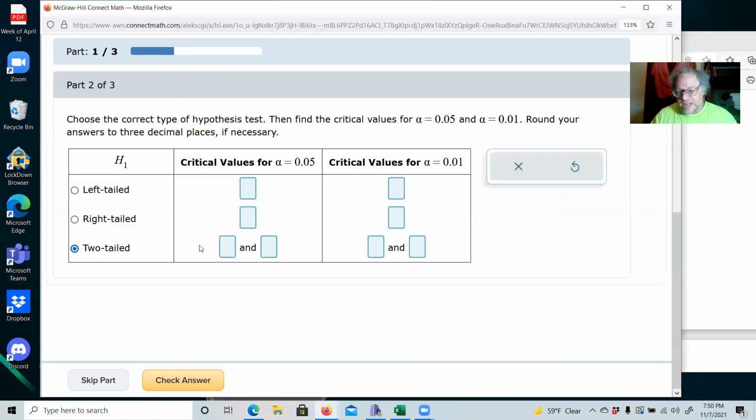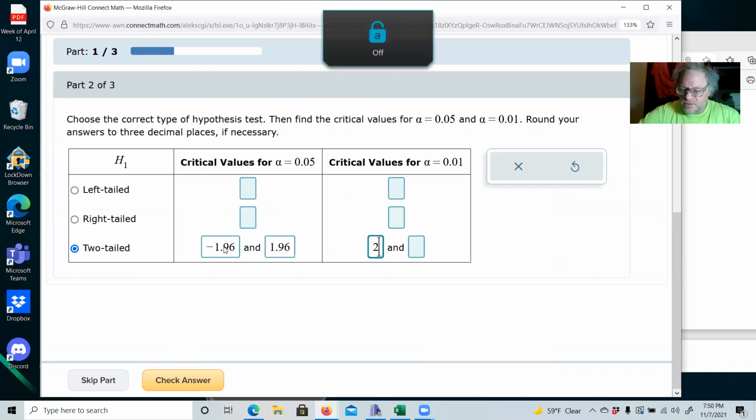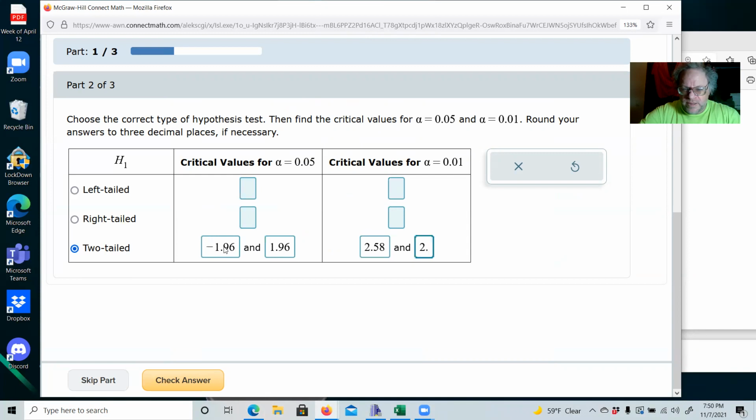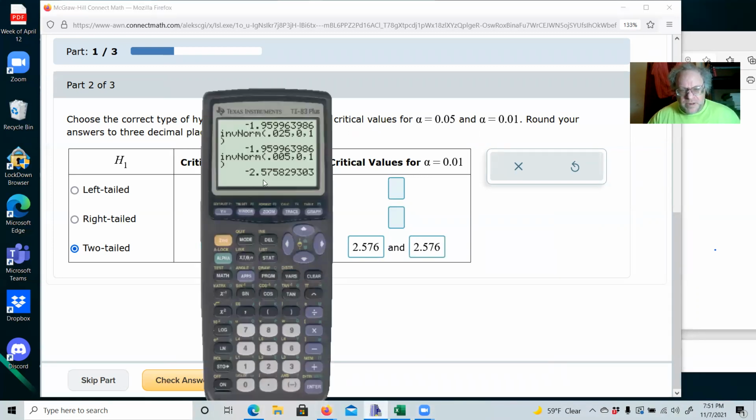So you can get critical values for lots of things. 1.96, positive 1.96, and then for the next one it's 2.58. Let's see, how many decimal places? 3 decimal places. Oh, this is 2.576. If I look back at my calculator, to 3 decimal places, 2.57, the 8 comes up and rounds us to a 6.